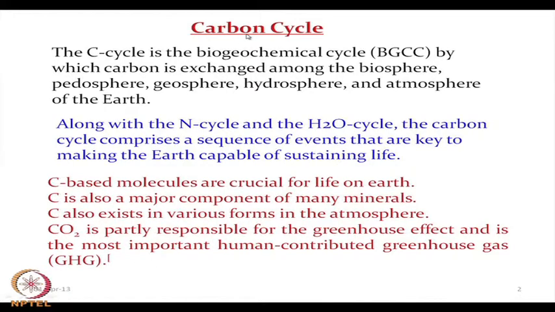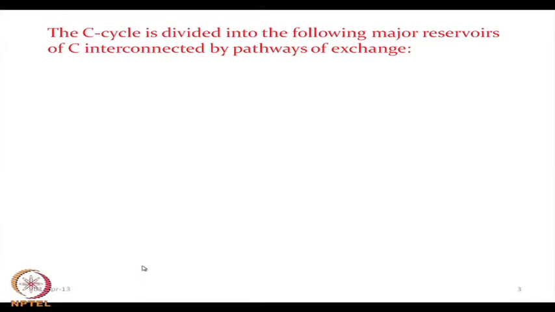So, while studying the carbon cycle, we cannot ignore the effect of carbon dioxide as a typical greenhouse gas. We should be concerned about the environment. Depending upon the reservation, that means how we store and accumulate different carbon based materials or compounds, we can divide the entire carbon cycle into some major reservoirs, where carbon can be interconnected by pathways of exchange, because carbon can be converted from one form to another.